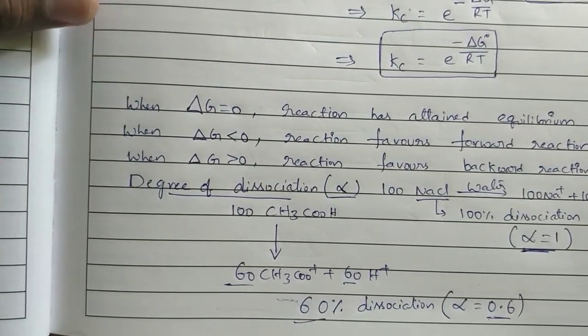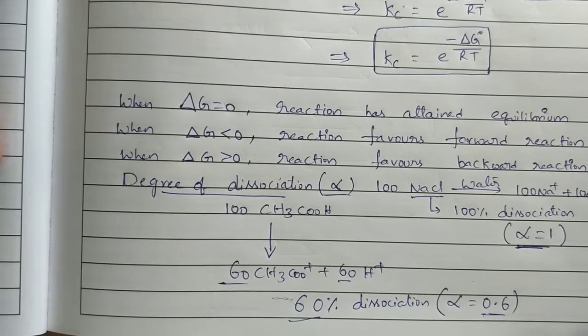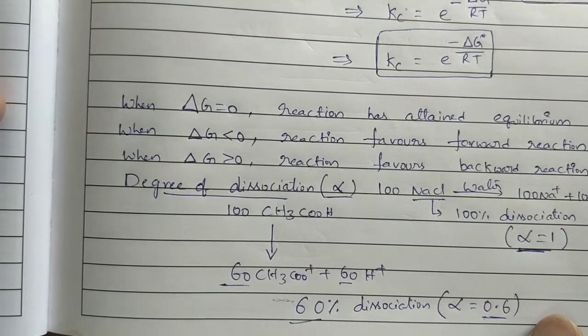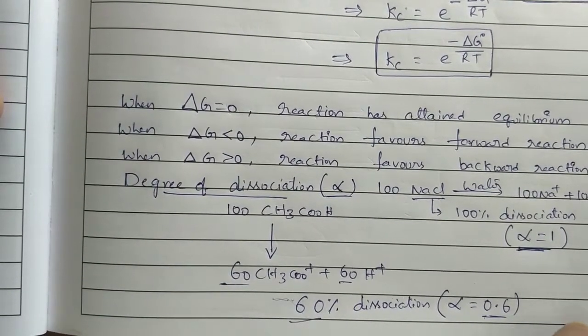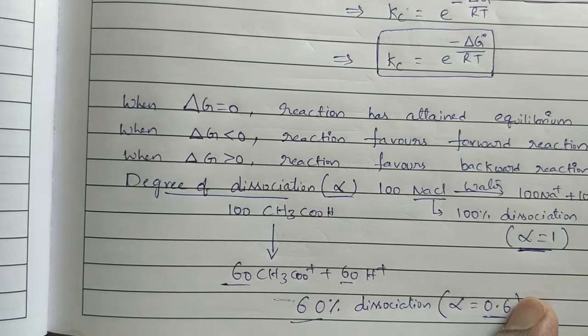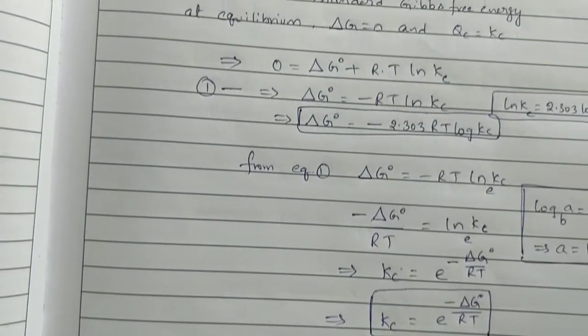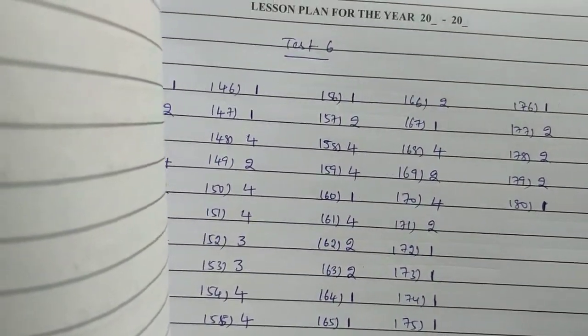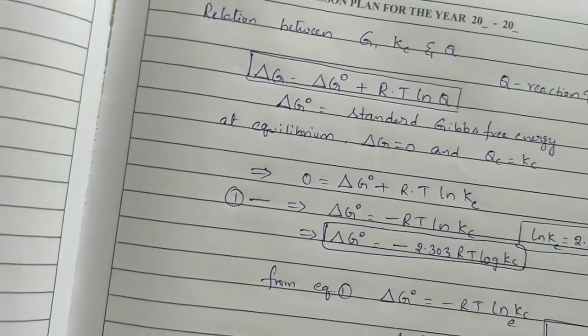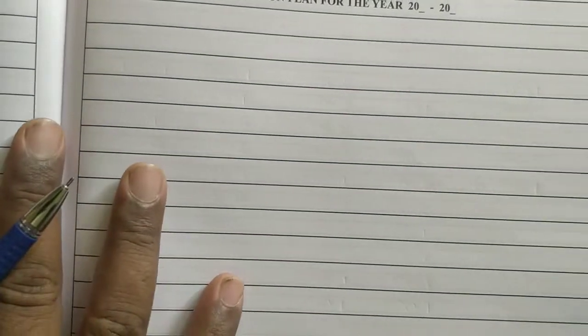These are the terms useful in chemical equilibrium, and this is the completion of chemical equilibrium. Next we have to start with ionic equilibrium. Shall we go through that one? I hope this class is clear for you up to here. Next we can go for ionic equilibrium.